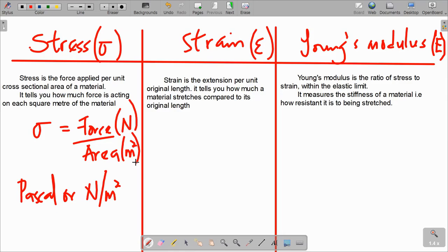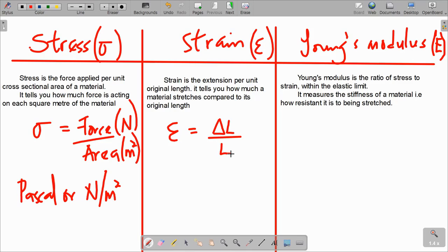All right, we move on to strain. We say strain is the extension per unit original length. It tells you how much a material stretches compared to its original length. So the strain is given by the symbol epsilon, which is equal to the change in length divided by the original length.